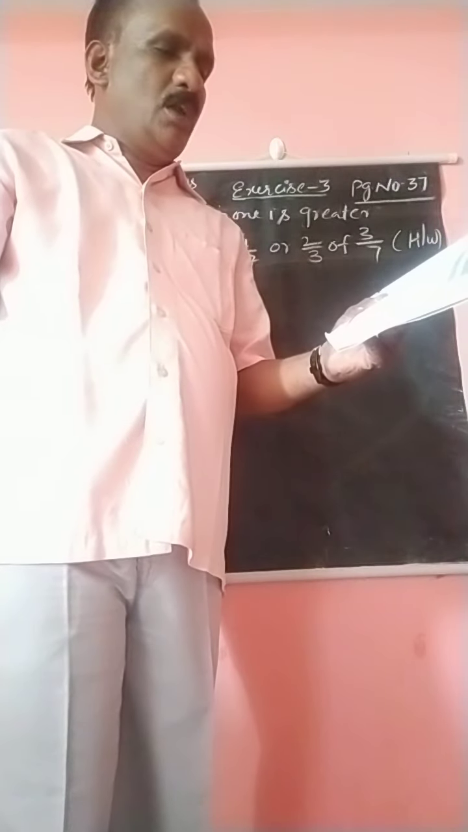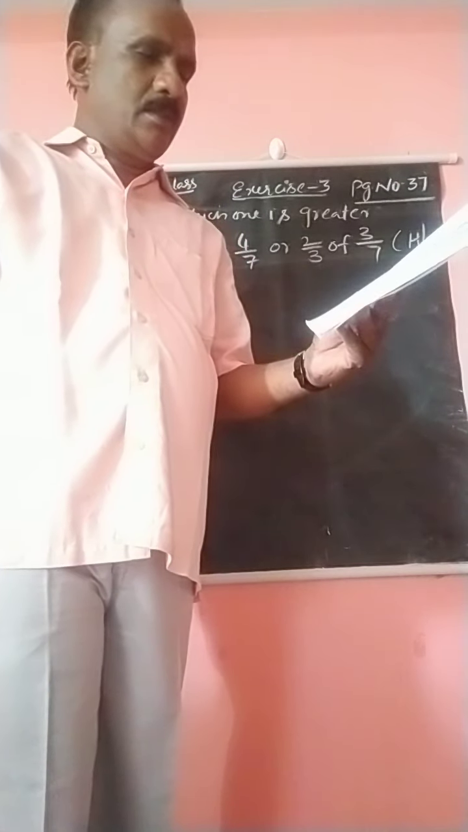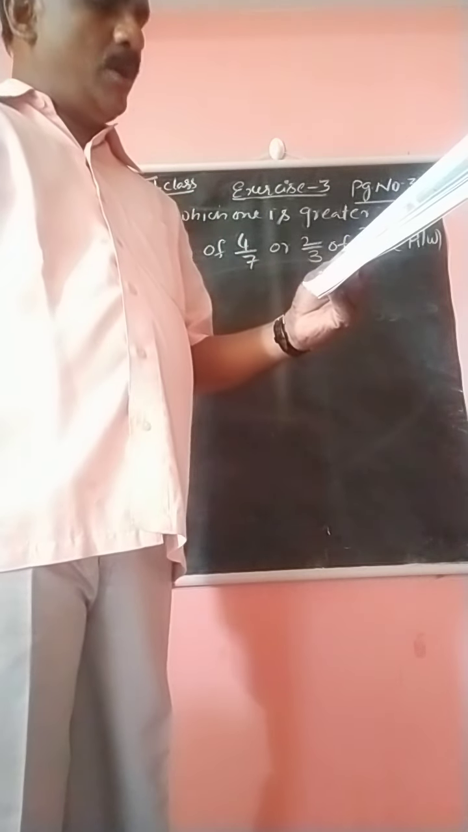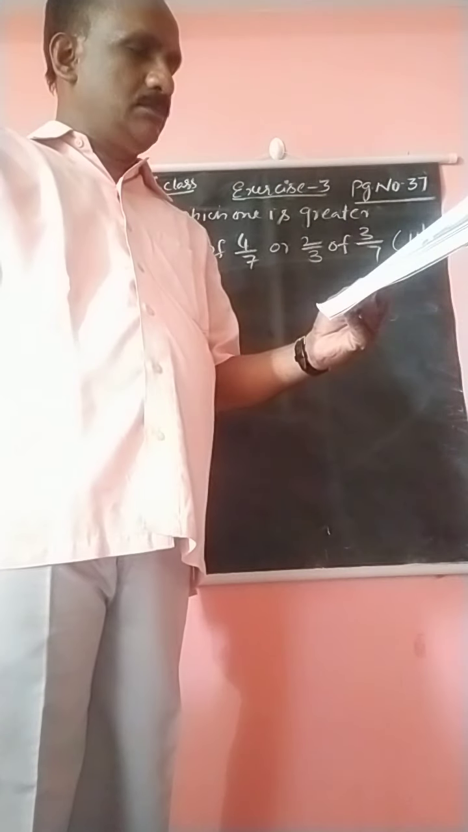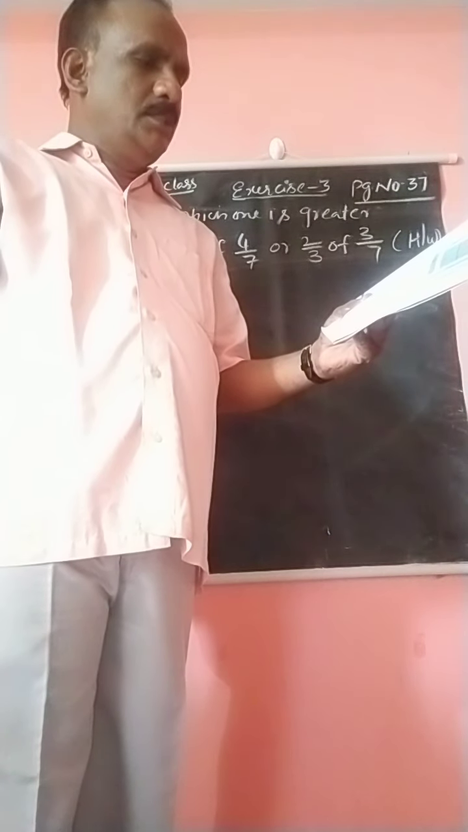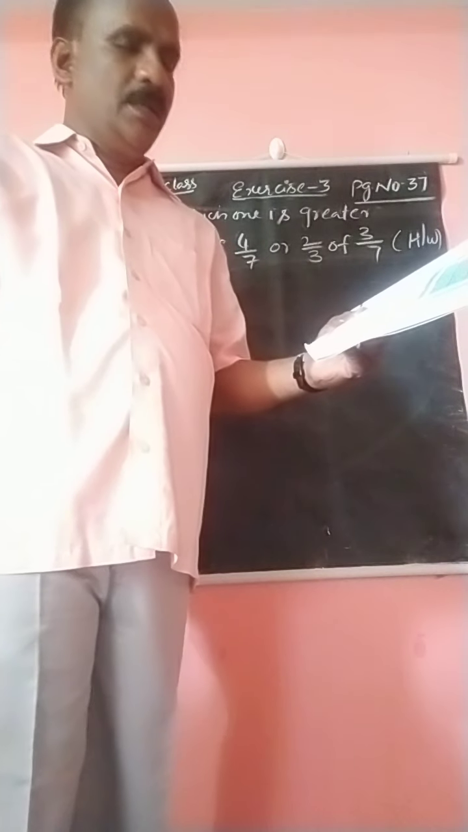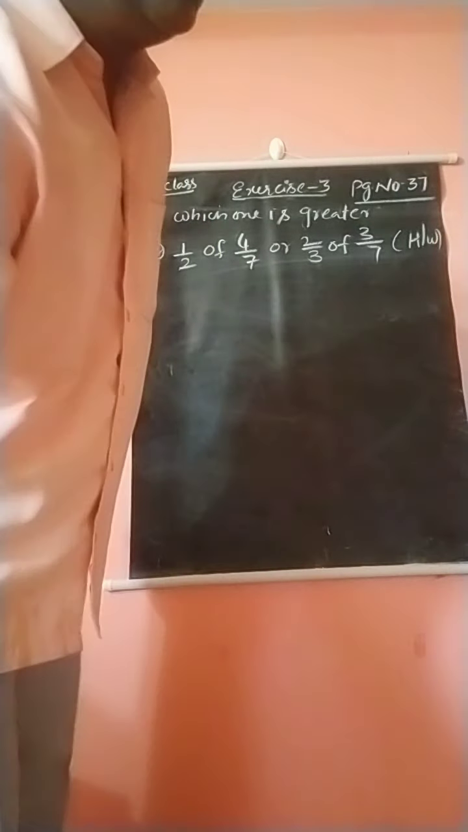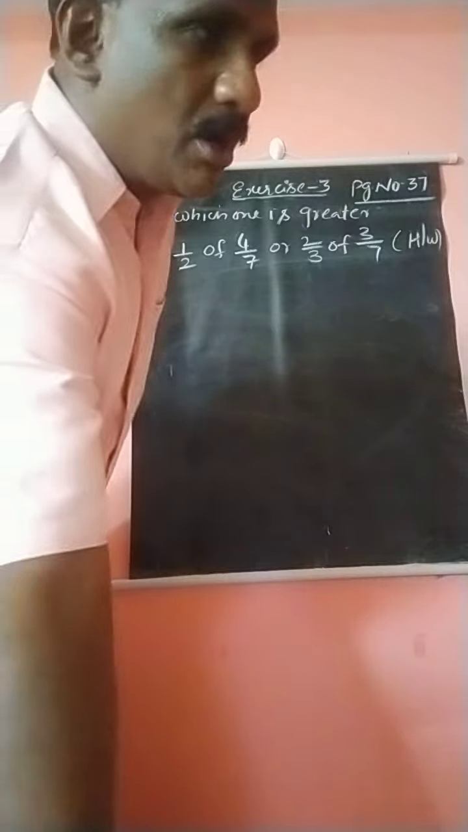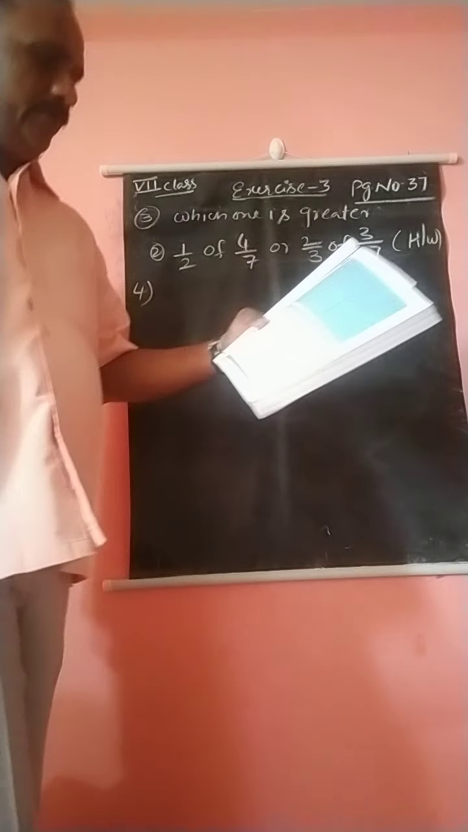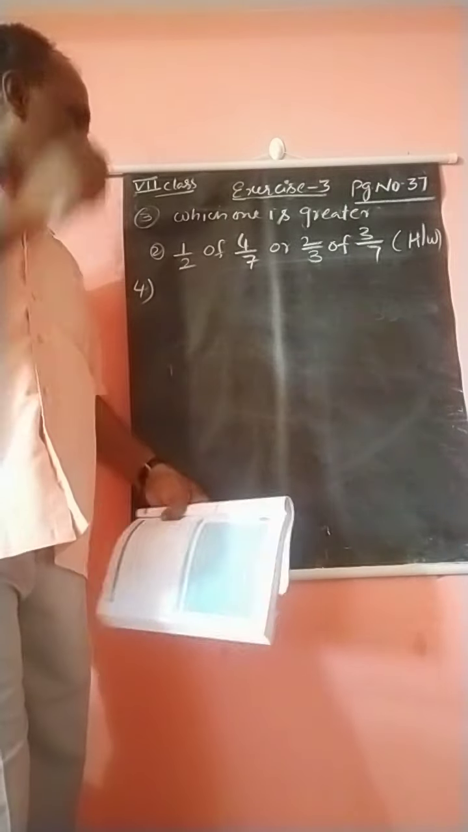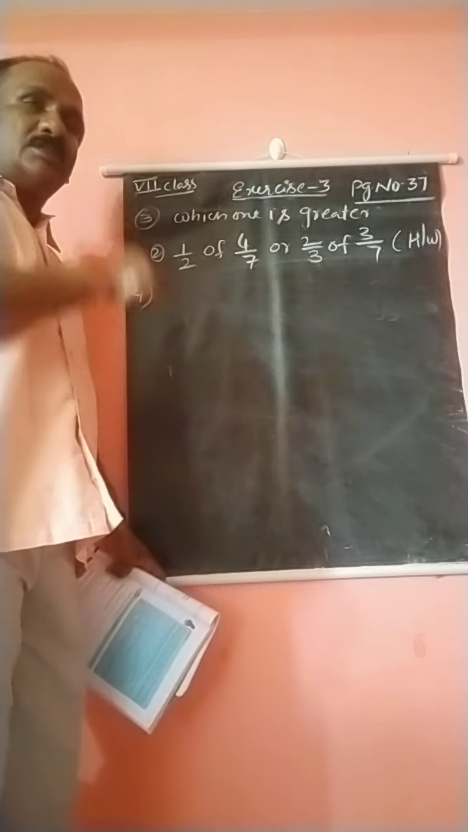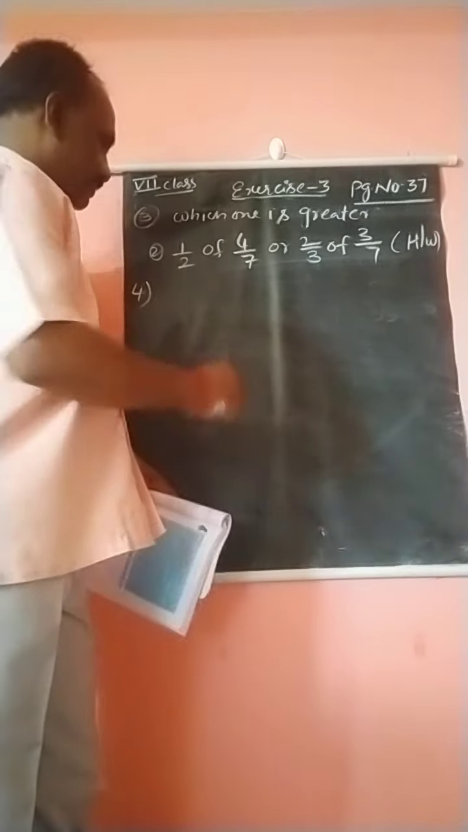Rekha works 2.5 hours per day on her embroidery. She completed the work in 7 days. How many hours did she take to complete her work? So here in this problem it is given that Rekha works 2.5 hours per day. Per day, how many hours was she working? 2.5 hours.